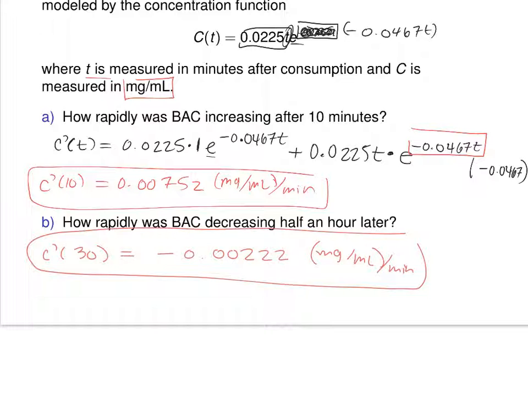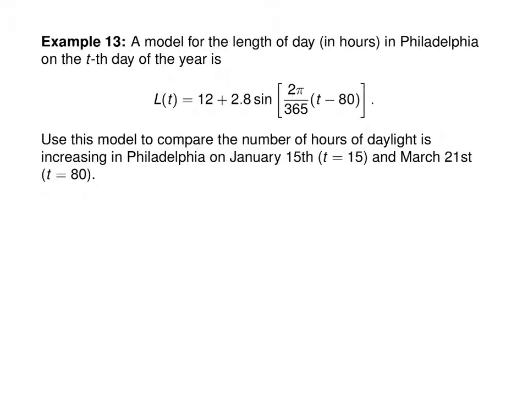And then last one before we take a break and do the worksheet together. So length of day. The length of day is given by this function. That's in Philadelphia, so their swing won't be as big as ours. So use this to compare how daylight is increasing on January 15th and March 21st. So if you're going to talk about the rate of change of the daylight, you have to find the slope, which is the derivative, right? So L prime of t.